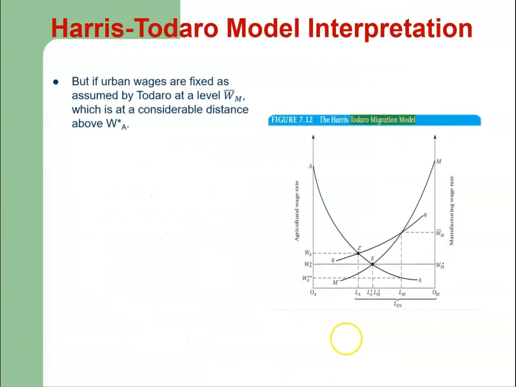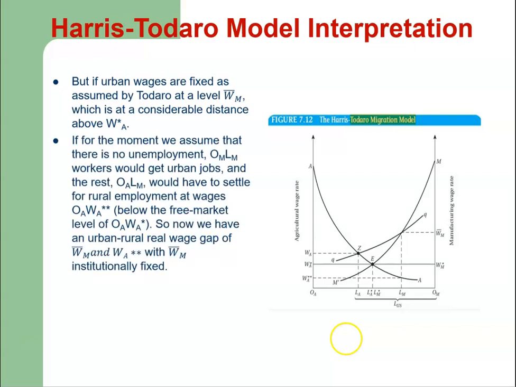But if urban wages are fixed as assumed by Todaro at a higher level, say W bar M, which is at a considerable distance above W star A, what happens then in that case? If for the moment we assume that there is no unemployment, OM LM workers would get urban jobs, and the rest of the workers, that is OA LM, would have to settle for rural employment at wages OA double star below the free market level of OAWA star.